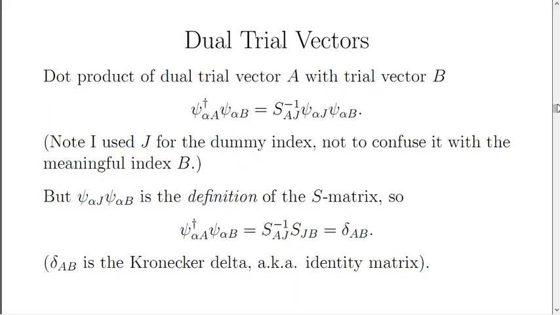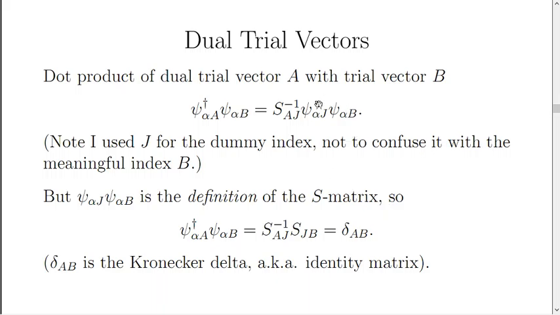Now, the dot product of a dual trial vector with a trial vector, they might be different ones or they might be the same one, is given by the dot product of dual trial vector, that's this inverse S matrix times trial vector, with trial vector. Note that I used J for the dummy index so that I wouldn't confuse it with the A or the B. J is just a dummy index, it's just for summation, it's just for indicating where things get summed.